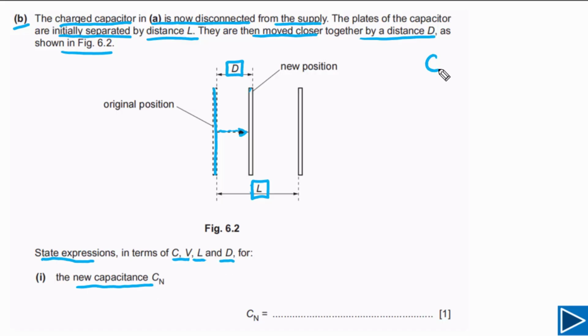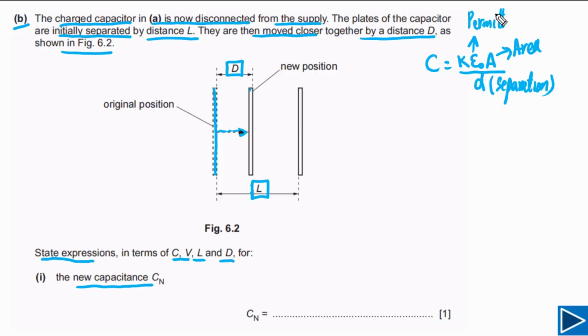The capacitance of a capacitor depends on the area of the plates and the permittivity of the space between the plates. So simply we can say this is equal to K epsilon naught A over D, where D is the separation between plates, the distance between plates, and A is the area of one plate. Epsilon naught is the permittivity of free space.